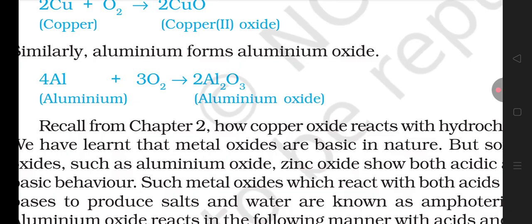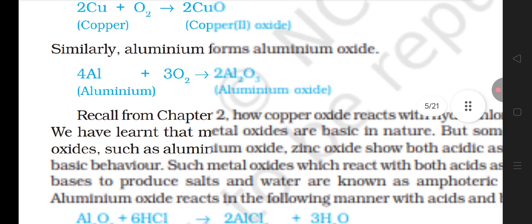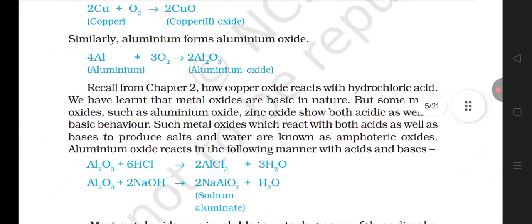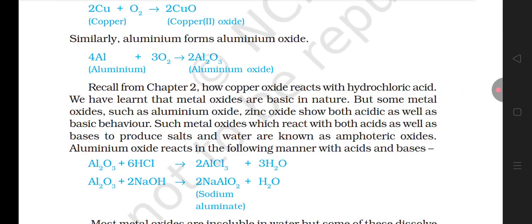Recall from chapter 2 how copper oxide reacts with hydrochloric acid. We have learned that metal oxides are basic in nature, isn't it? You know very well metal oxides are basic in nature, but some metal oxides such as aluminium oxide and zinc oxide show both acidic as well as basic behavior. What do you mean by both acidic as well as basic behavior? That means they are amphoteric oxides. They show both the behaviors.